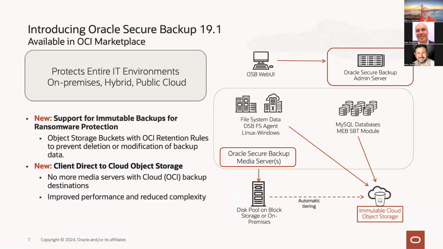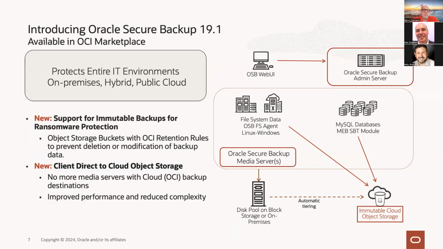So that said, what is new? What's coming with this new version 19.1 that again will be released next week? Well, there are two features that are extremely needed, requested by many of those customers I was talking about that are running in OCI already. One is support for immutable backups for compliance or for ransomware protection.